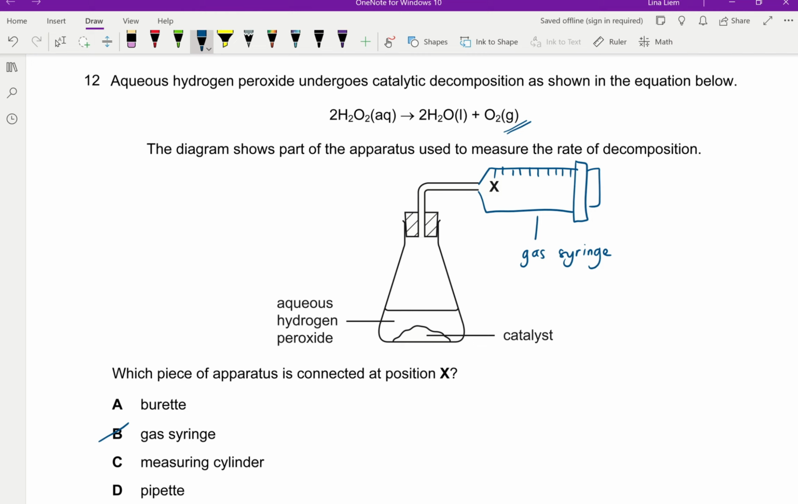Now, oxygen is very slightly soluble in water. So it will still give us a reasonably accurate volume reading if it's collected above water, like in the water displacement method.